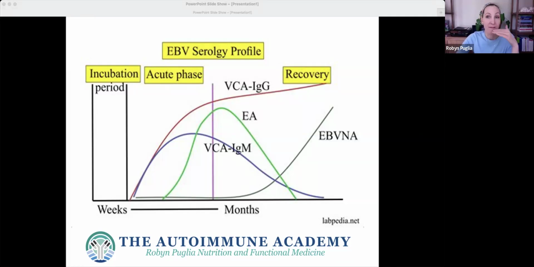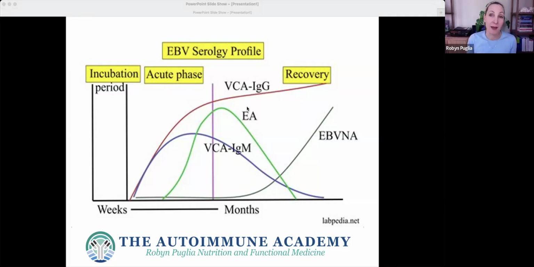VCA IgG elevates with the first infection, and then it stays elevated for the rest of your life. So 92 to 95% of the population have been infected with Epstein-Barr virus, and so 92 to 95% of the population will have VCA IgG elevated in their serum. From this marker, you cannot tell how long it's been since infection, if it's recent, if it's historical. Just looking at that one marker, you don't know if it's reactivating. All it tells you is that this person has had exposure to EBV at some point in their life.